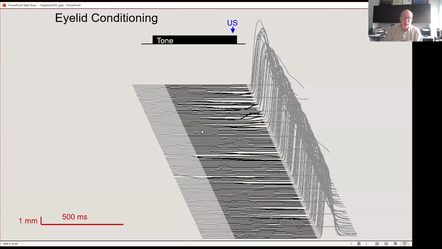This is the first day of training for this rabbit, so what you can see it doing is reflexively closing its eye to the stimulation of the eye. We portray the duration of the conditioned stimulus, the tone, in black here to help you see when the responses are. This is a typical first day. We don't see a ton of learning in the first day.